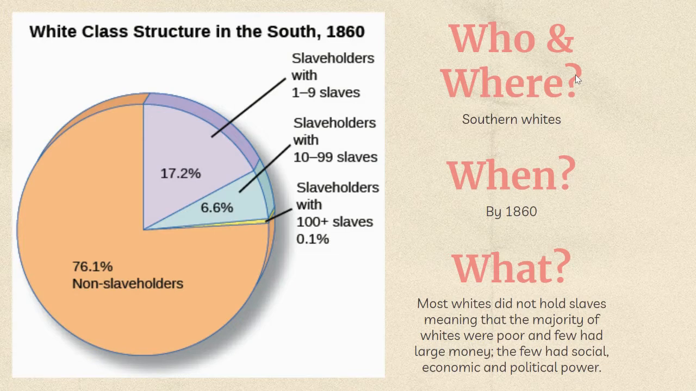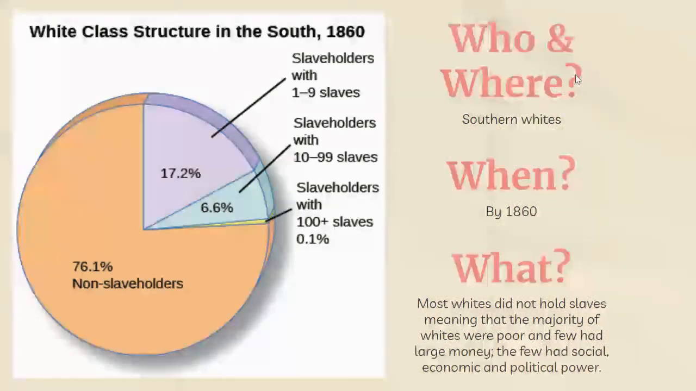And this 7% of the white population has or owns most of the slaves. This is the elite planter class. They are the ones with social and political and economic power.